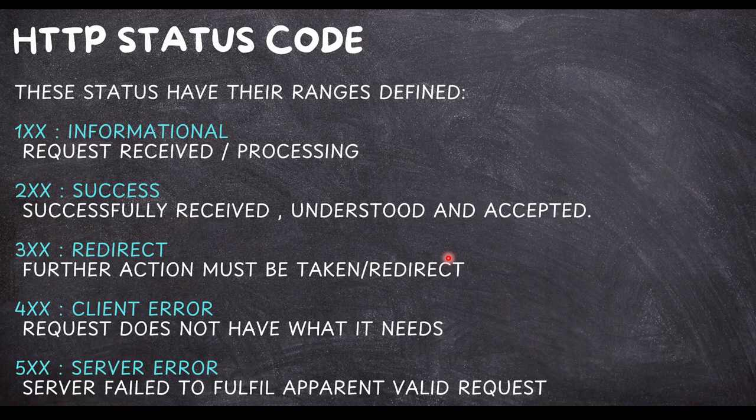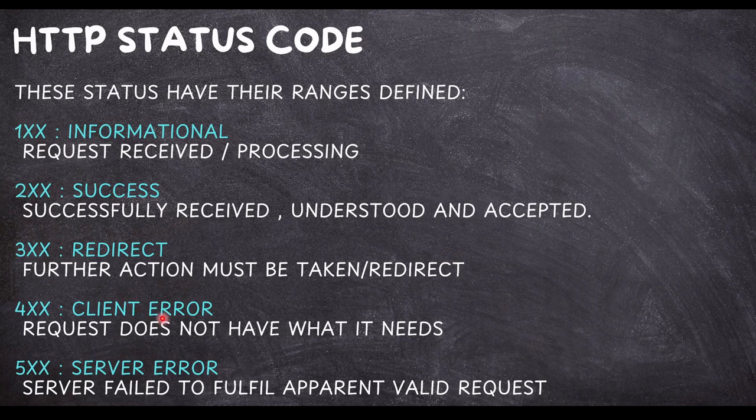So when we say that we got a response 200 OK, it means everything's gone well, you have successfully received your particular response. The 300s range means redirect. It basically means that some further action is required on that particular data. You have to redirect to another page.